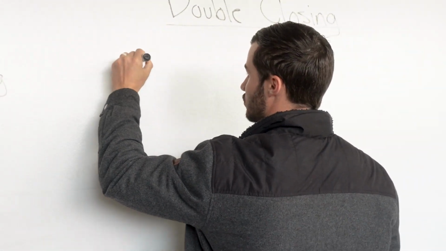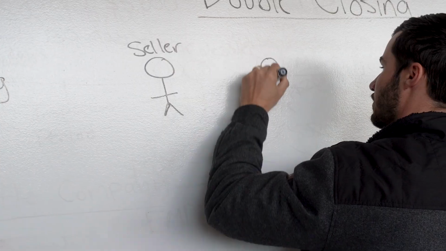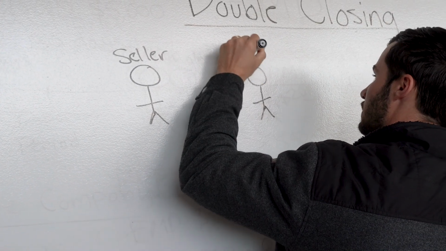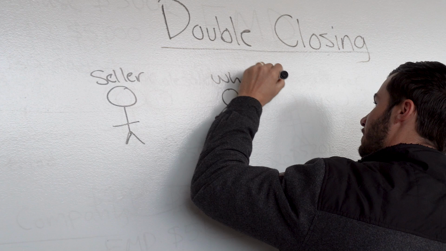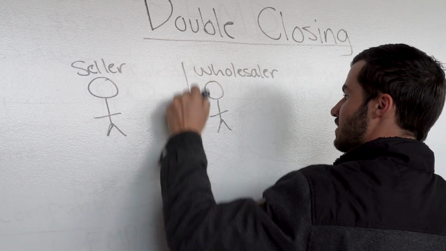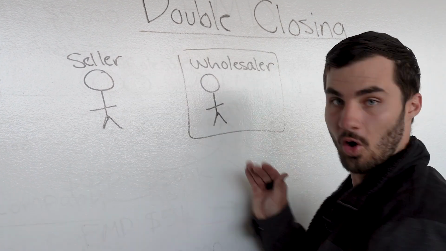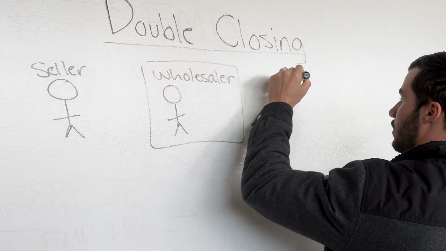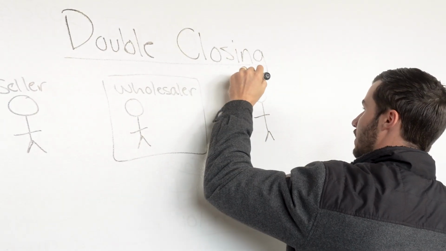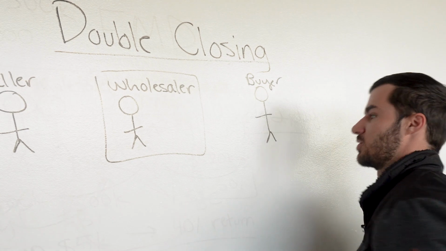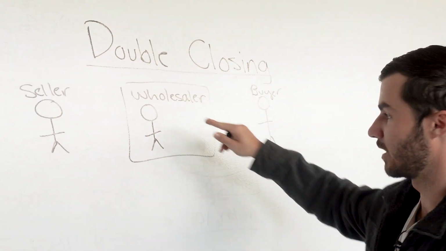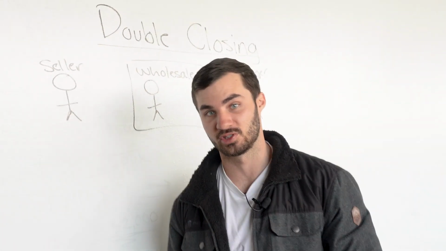So actually, I'm gonna draw this image back up here to help it make more sense. But the person that you work with is the wholesaler. I'll circle them. So this is the only person that you will work with on the double close. And then we've got our much taller, accidentally much taller buyer. Okay, seller, wholesaler, buyer. Wholesaler is the one that you go to. That's the person that you're going to work with. That's the person that's going to bring deals to you.